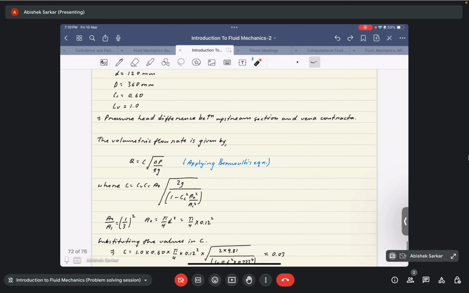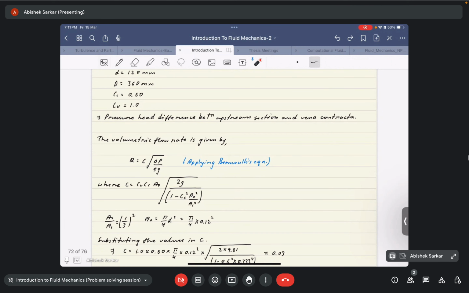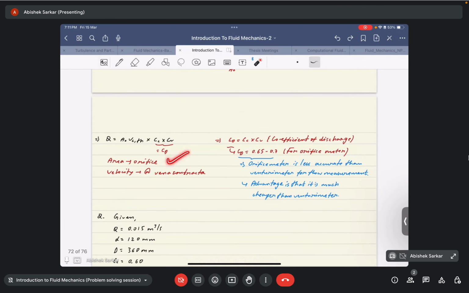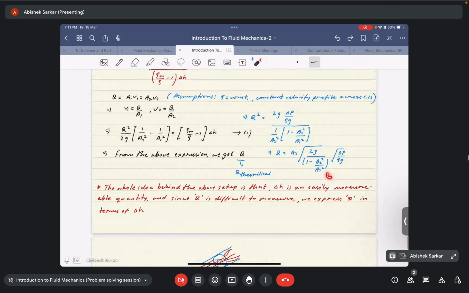The volume flow rate through the orifice meter can be given by C into square root of delta P by rho g, where the capital C is given by Cv into Cc into A0, where A0 is the area of the orifice, multiplied by square root of 2g divided by 1 minus Cc squared A0 squared by A1 squared. Since all these terms are constant, they are clubbed together as a constant C. I'll not go back and show you how these terms have been derived. Just as a clue, you can look into this equation, and let me go back to the expression that we derived for the venturi meter.